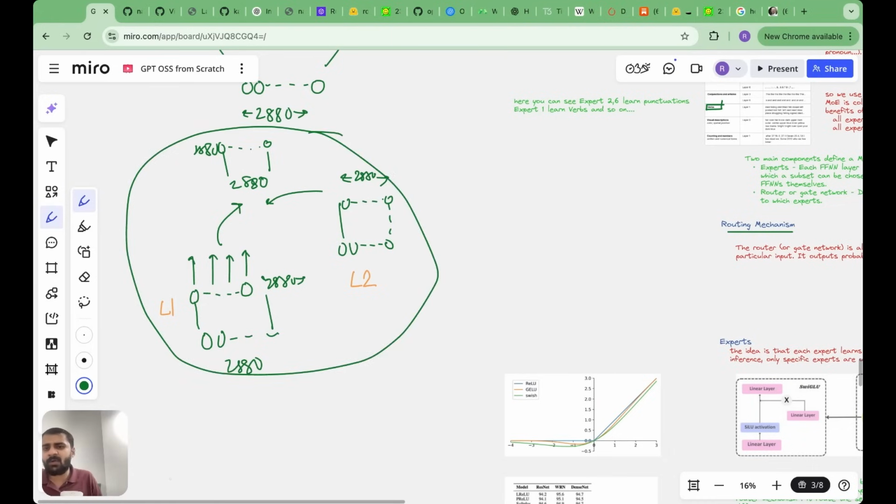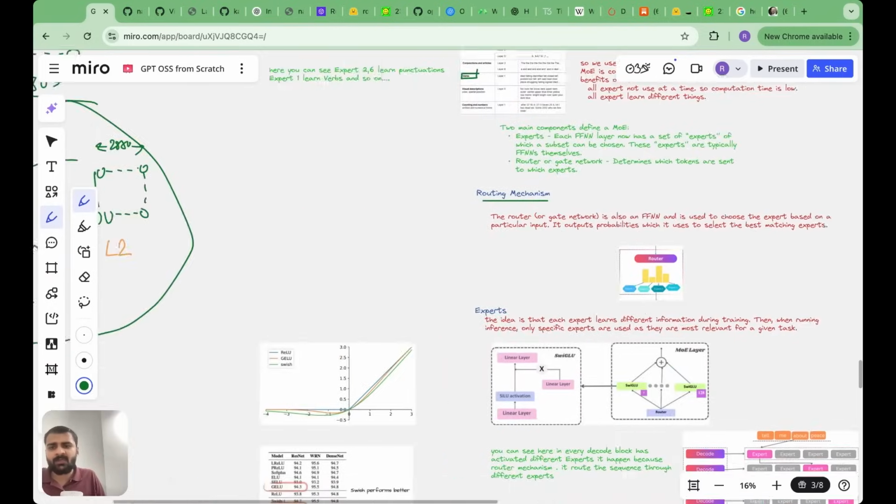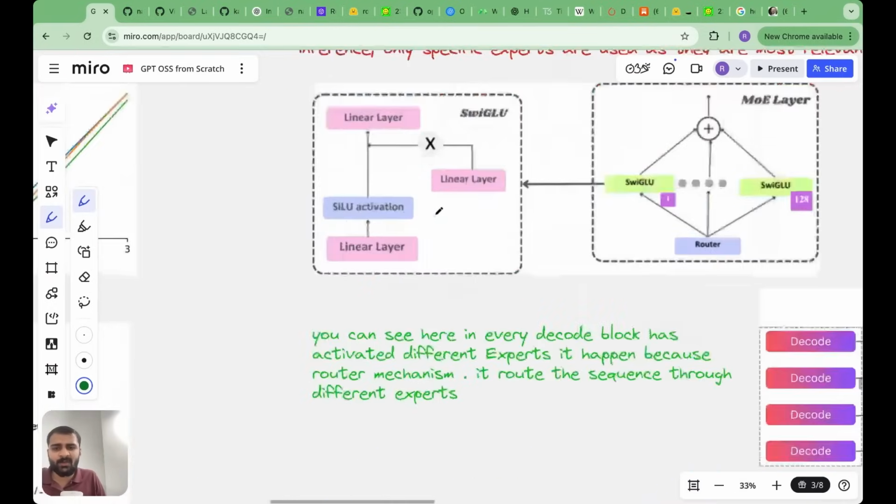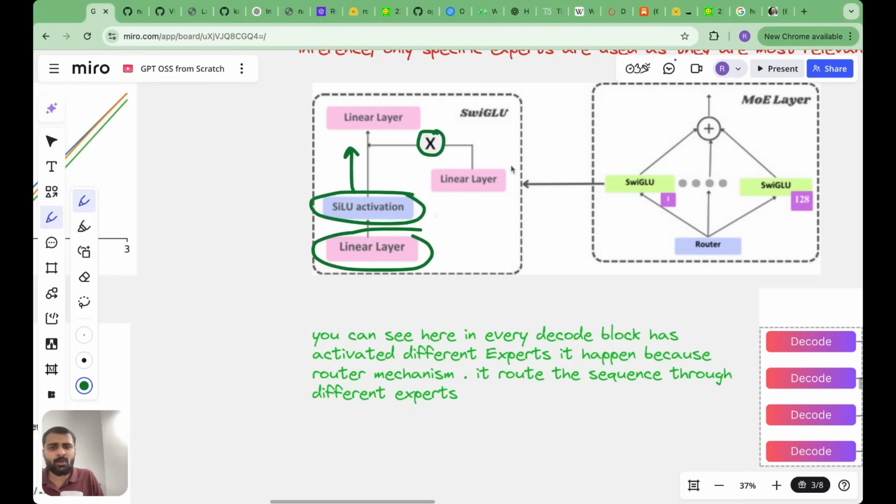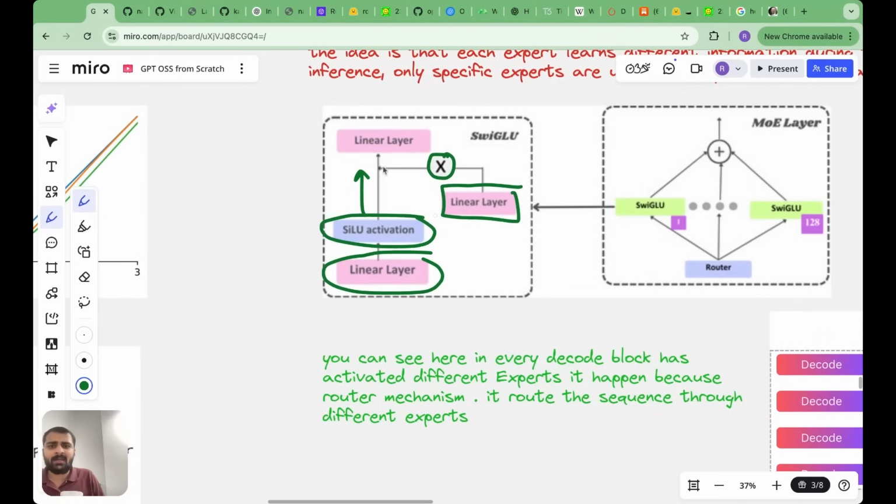That's their feed forward neural network, which has been summarized very easily over here. You have one linear layer followed by an activation function. This output is multiplied element wise with the output from another linear layer which does not have an activation function, and then these two outputs, we have 2880 dimensions here, go through another linear layer, right? And that has the output of 2880. That's the neural network architecture here.